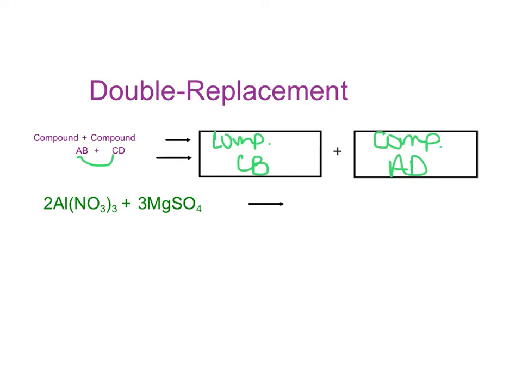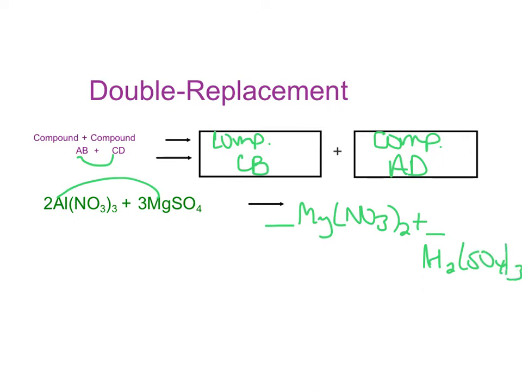So if our compounds were, let's see, aluminum nitrate and magnesium sulfate, the aluminum and the magnesium can just swap places. So you'd end up with magnesium nitrate plus aluminum sulfate. And then we need to balance them. So we're going to need to put a 3 in front of our magnesium.